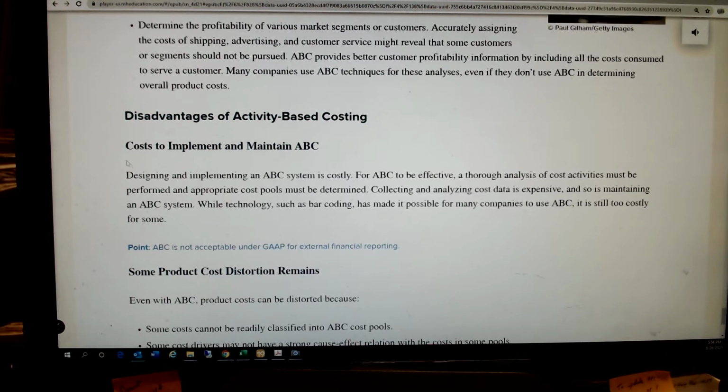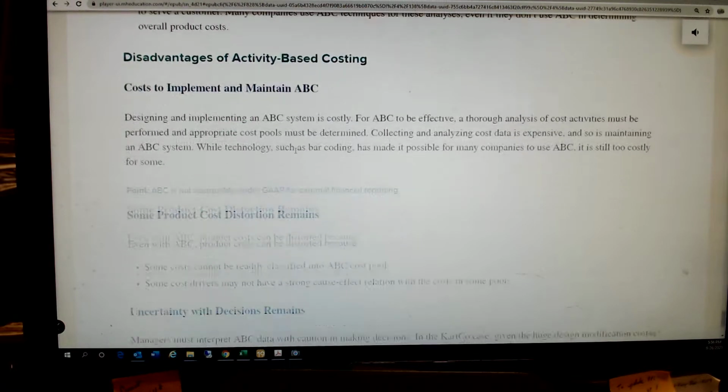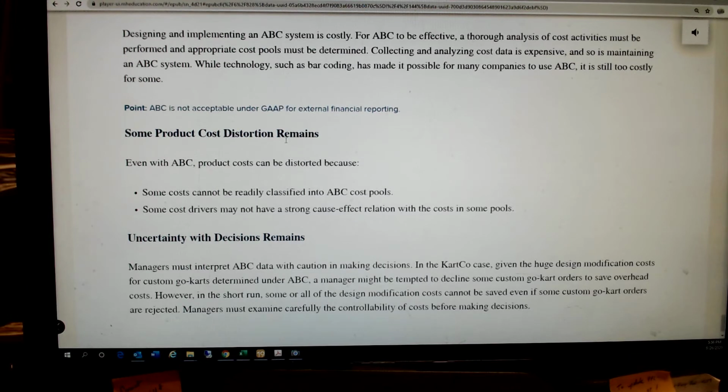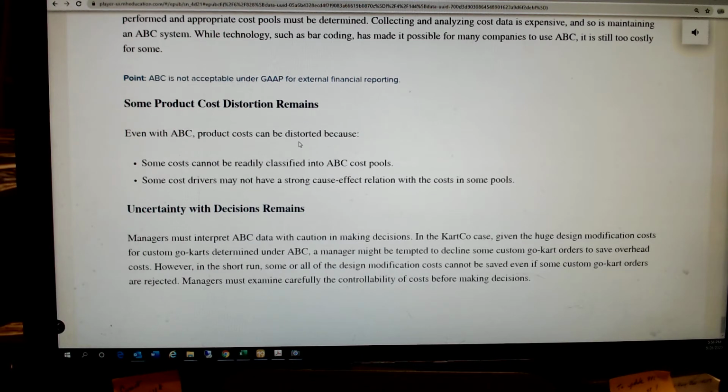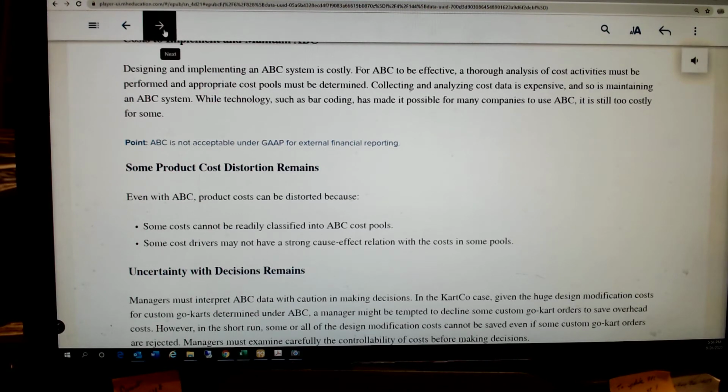Disadvantages. It takes a lot of time. It takes time to implement and can be confusing, and it's not perfect. Some product cost distortions remain. We're still dealing with factory overhead. We're getting more precise, but it's not getting exactly precise. So there is still some uncertainty. Those are the disadvantages.